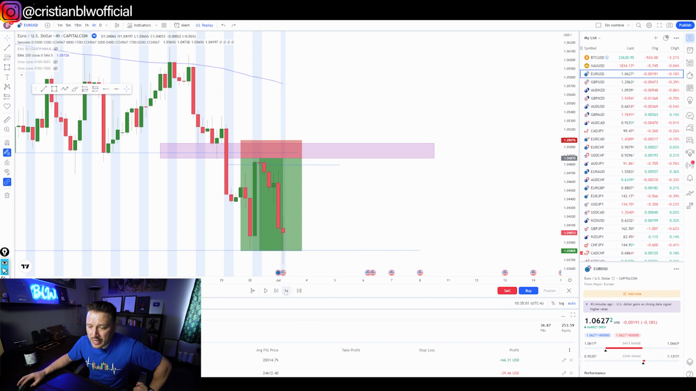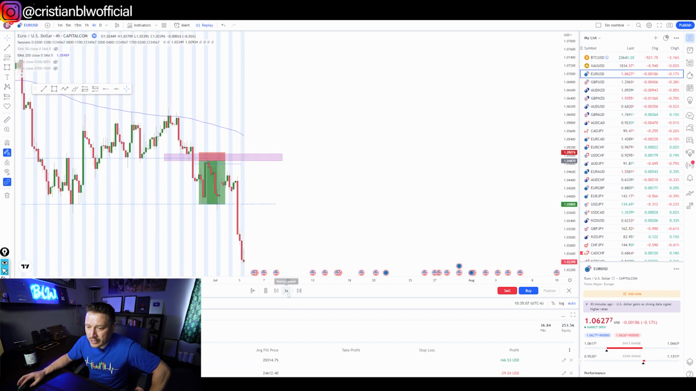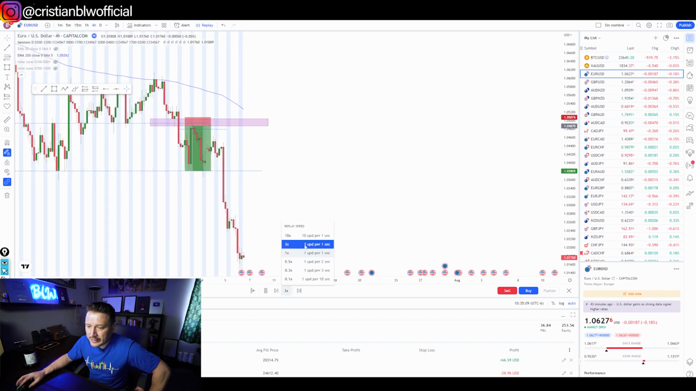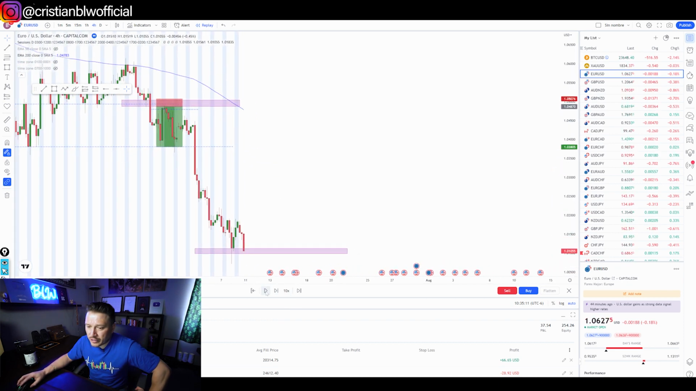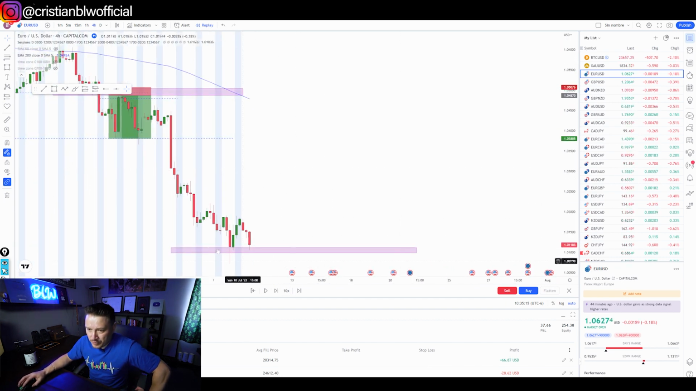So now we see that we actually won this trade. It wasn't really that hard. So let's try to find another example that I found somewhere here. There you go. Take a look at this specific example.